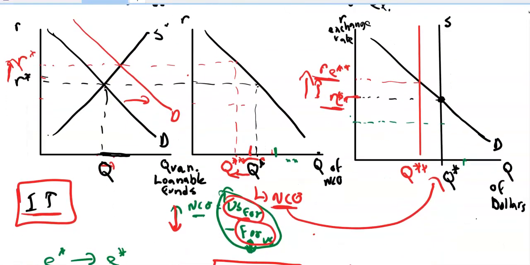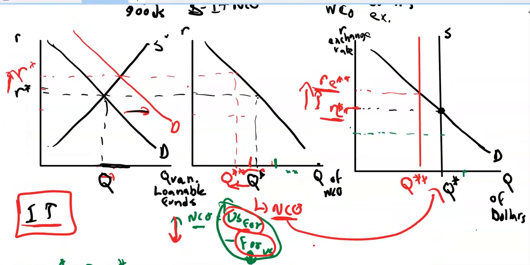Finally, let's look at another example. Let's say demand for dollars went up, but this time it went up because NCO is going up. People want to take money away from their home country and take it abroad. We looked at that example. We said that interest rates will go up to keep the money within the country. So NCO shifts to the right because for every interest rate, more people want to move more money out of the country.